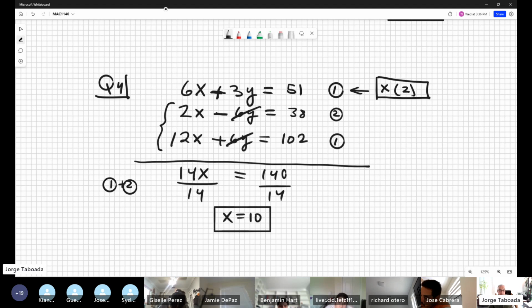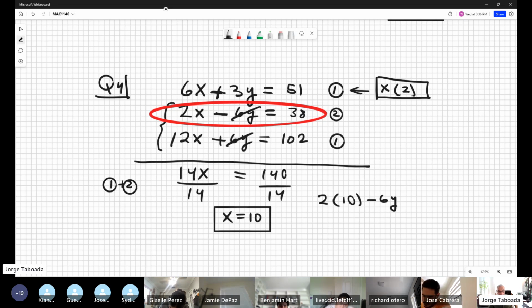We're going to find the y value. You decide, but I'm smart. I take the easier equation, which in my opinion is this one. Then you substitute x with 10. Then you have 2 times 10 minus 6y equals 38. Oh, this is 20. Minus 6y equals 38.